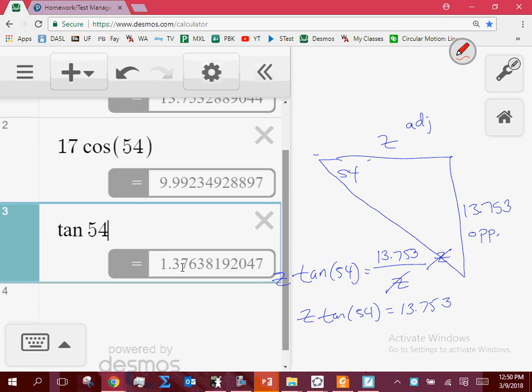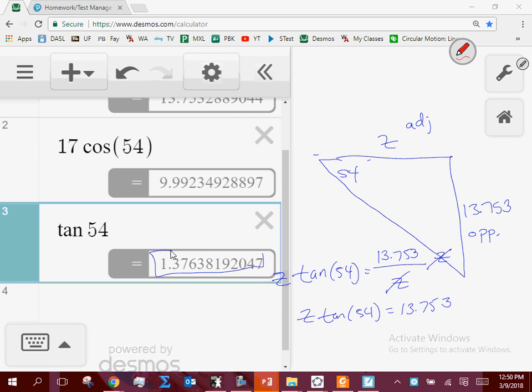Tangent 54 is that number right there, 1.37638192047. What would I divide both sides by to get 1Z? You would divide both sides by that number, the coefficient. This is just a coefficient for Z, and this is what I was talking about. There's a learning curve for people to understand that that's just a number. To isolate that variable, I divide by it, so I divide by tangent 54, and I get Z equal to 13.753 divided by tangent of 54.